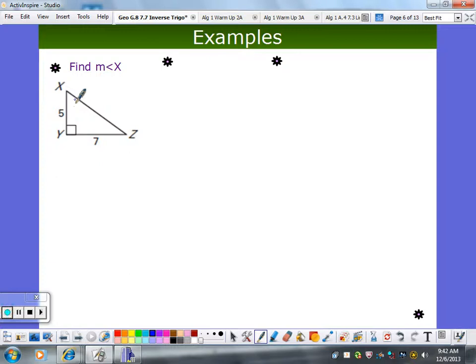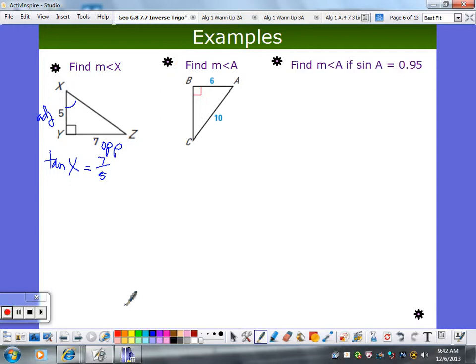Example, find the measure of angle x. So let's see. This is my x. So I know the opposite, and I know the adjacent. So the tangent of angle x is 7/5. Then what? You did it already. These are the same exact one? Oh, okay. Don't have to do it again.